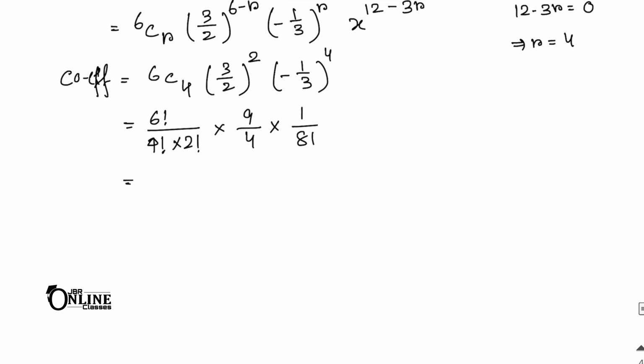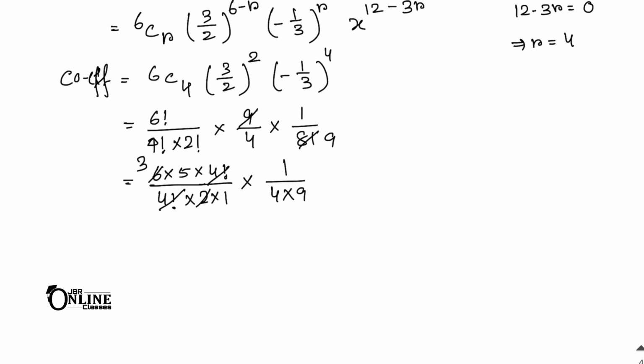Now 6 factorial means 6 into 5 into 4 factorial, over 4 factorial into 2 into 1. It cancels out. 9 nines are 81, so 1 by 4 into 9. Here 2 cancels out with 6, it's 3. So the upper one will be 3 into 5, and you can cancel this one also, so it will be 5 and the lower one will be 12. So 5/12 is your answer. Now the last part, I hope you can solve it also.